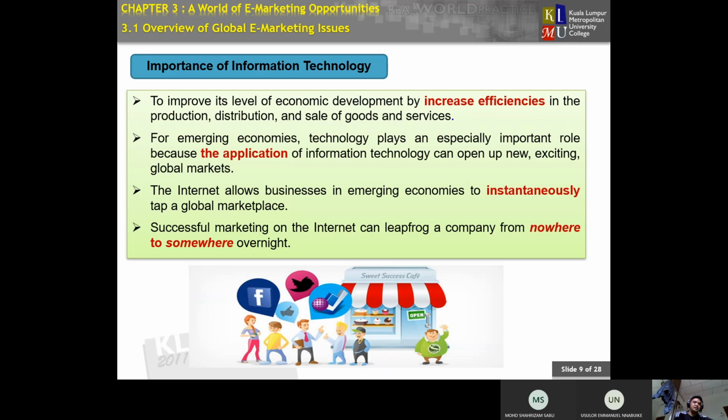The internet allows businesses in emerging economies to instantaneously tap into a global market. Even though you are growing in terms of the domestic economy in that particular emerging country, that doesn't mean you didn't tap into the global market. You will be influenced, or attracted, to the global market at the same time.